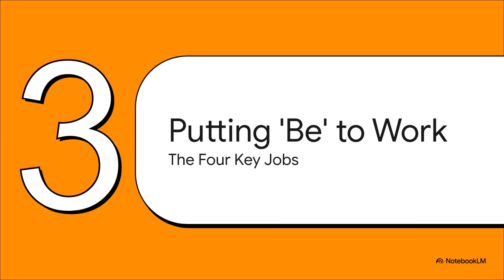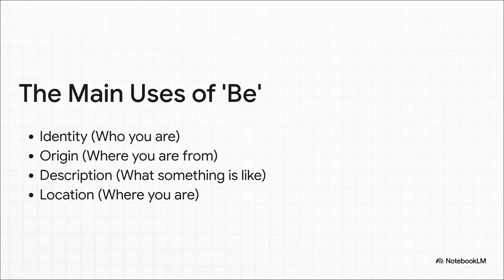Okay, so we've got the forms down for now and then. But what's the point? What are the actual jobs this verb does for us in our day-to-day lives? Well, it basically has four main jobs. First, identity, telling people who you are. Then there's origin, where you're from. Third, description, explaining what something or someone is like. And finally, location, just saying where you are. Let's look at a quick example for each one.